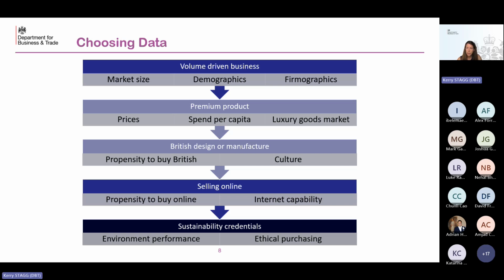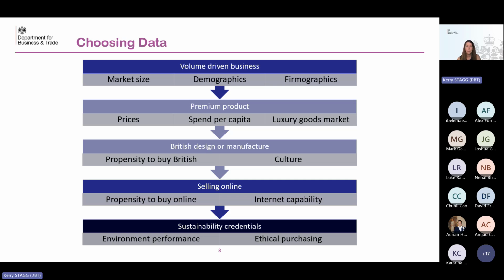If you've got a premium product, you might want to find things like what's the average price that customers are paying for your type of product, or the spend per capita on that product or service. And also you can find data out there on the luxury goods market as well, if that's where you sit. If your product is British designed or manufactured, or you're trading in some way on your Britishness, then you can look at the propensity to buy British goods and services, again through some of that import and export data. And also what I mentioned earlier about cultural alignment.